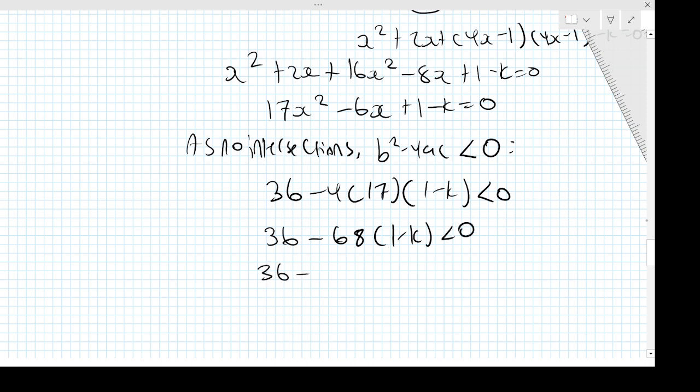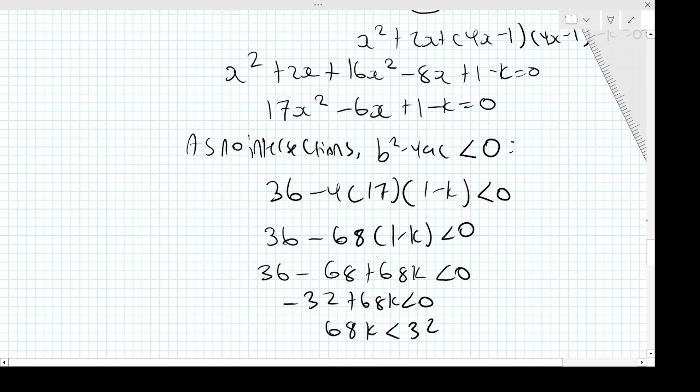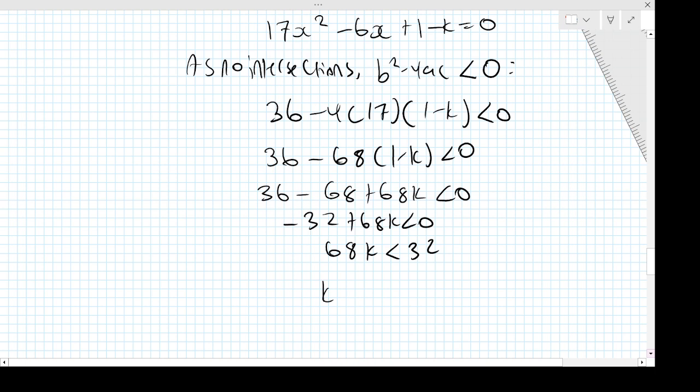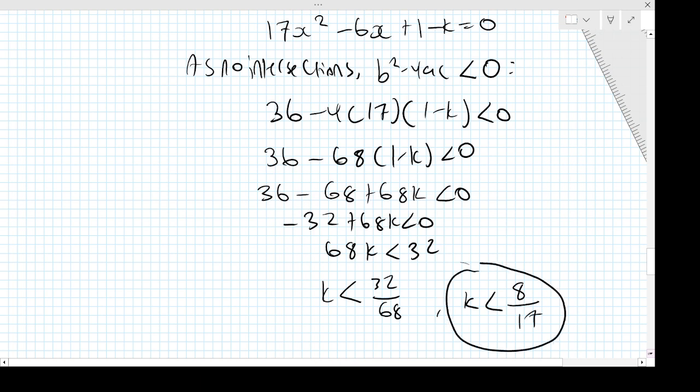Then I'm going to expand that. So 36 minus 68, and minus 68 times minus k is plus 68k, less than 0. We can put these two numbers together: 36 minus 68 gets me minus 32, plus 68k less than 0. Then I can move the 32 to the other side. Then simply k, if I divide by 68, 32 over 68, simplified, is 8 over 17, as simplified as possible. And that is your solution.